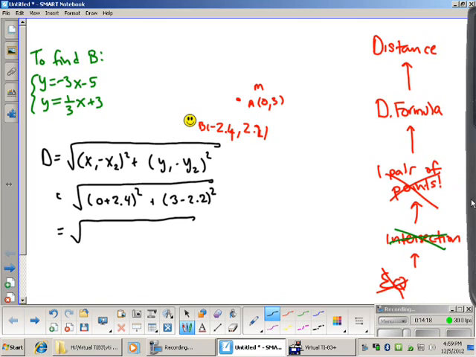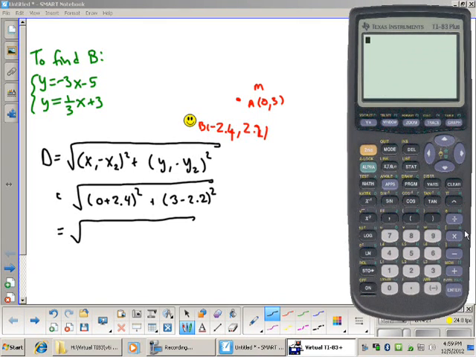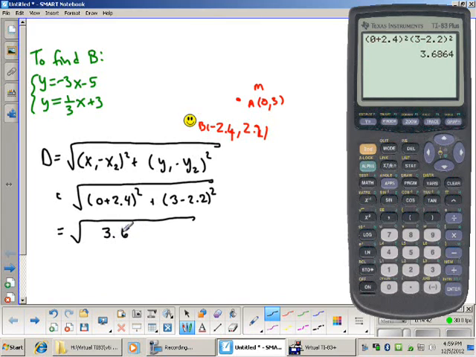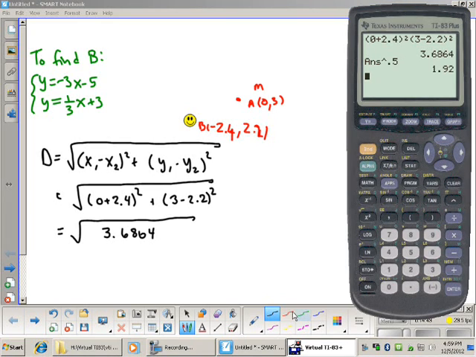So I have 0, add 2.4 squared, and add 3 minus 2.2 squared. Okay, so I'm looking at the square root of 3.6864, which seems oddly specific. And then we're going to now take the square root of this guy, which means the distance between these lines is approximately 1.92.